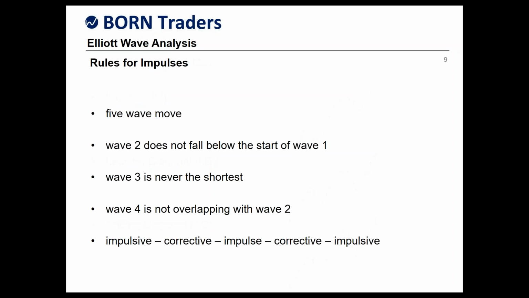So what are the most important things you have to know about impulses? Very, very important. It is absolutely necessary to understand these 5 rules for impulses. Everything else we can talk about later, but these 5 rules, if you understand these ones, it's really, really good. You cannot be wrong in the future.